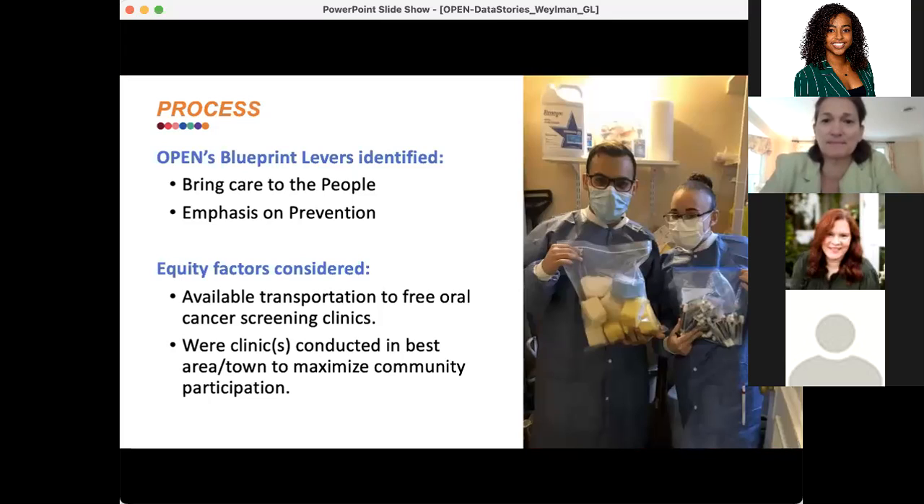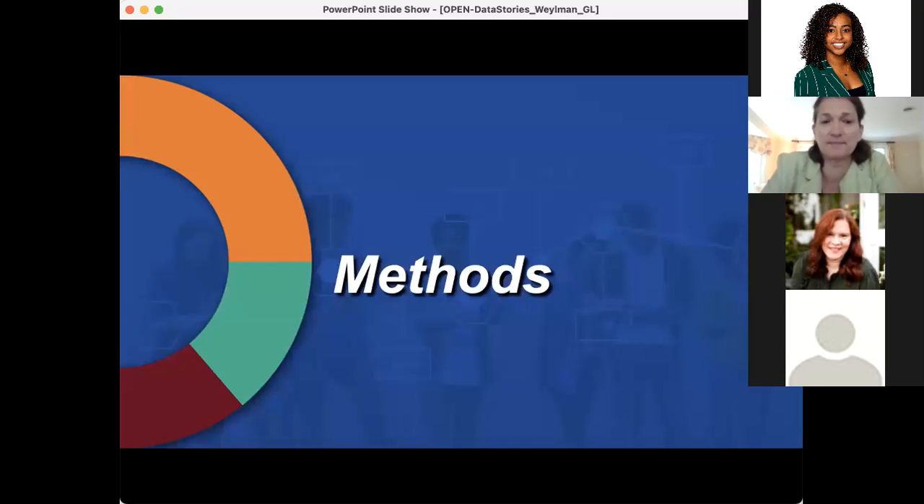The process. So the OPENS blueprint levers that were identified were bringing care to people, and there was an emphasis on prevention. The equity factors that were considered were available transportation to the free oral cancer screening clinics, and were the clinics conducted in the best area town to maximize the community's participation. You can advance the slide.